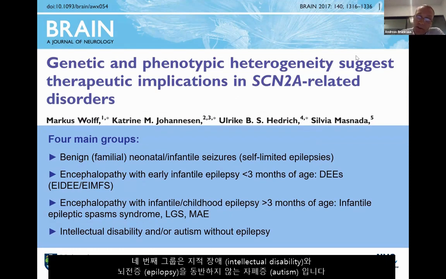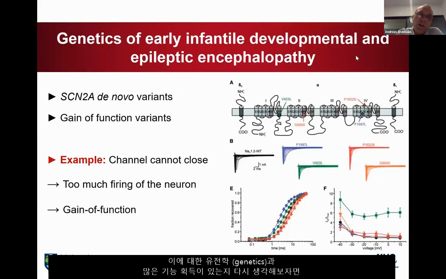And thinking about the genetics of this, and whether they are gain or loss of function, it's just a reminder of the previous sessions that these are de novo variants. And in the early infantile developmental epileptic encephalopathies, these tend to be gain of function variants.